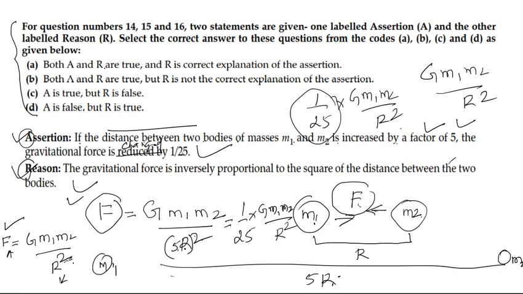So in this case, which of the options is correct here? Look at this, both A and R are true. R is the correct explanation of the assertion. So this is the correct one. The remaining three, if you read them by pausing this video, you will find that these are wrong. I hope you have understood.